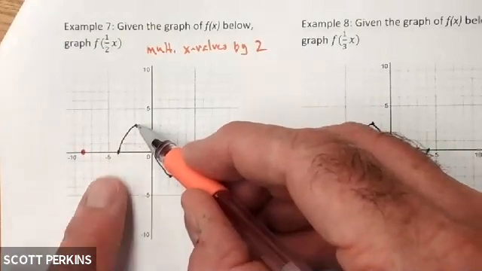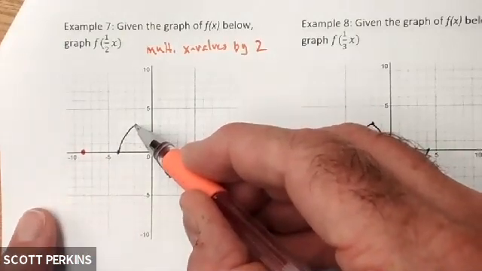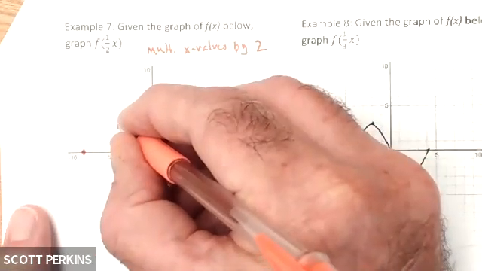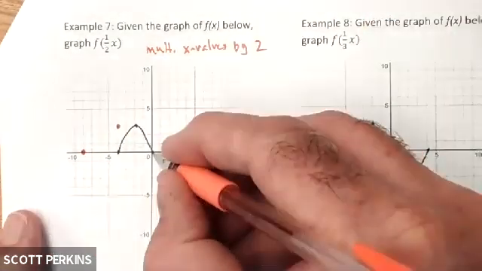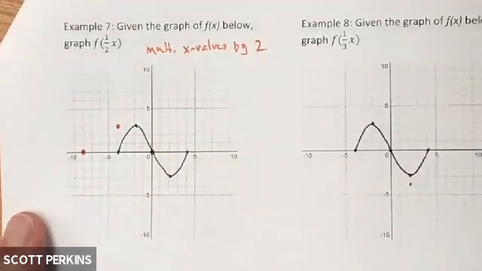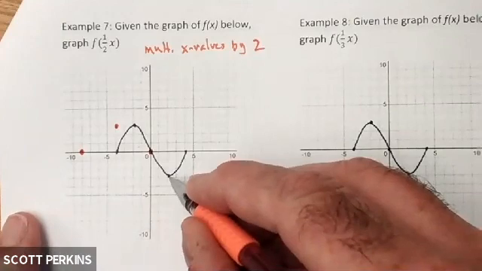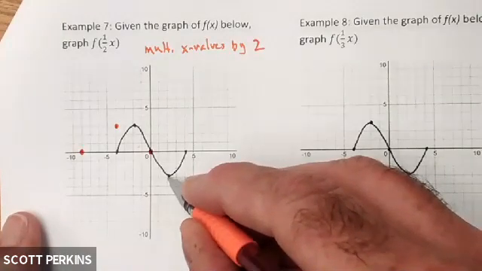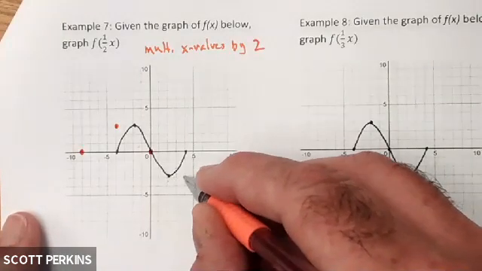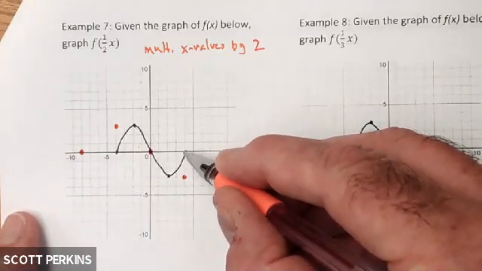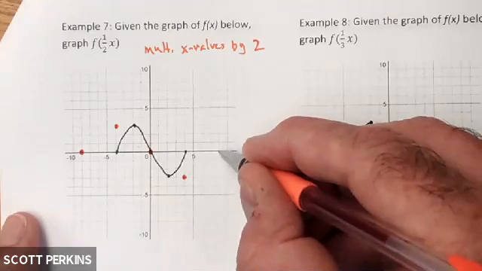This x value is -2. So when I multiply -2 by 2, that's -4. So I'll put a point at -4. The middle point, the x value is 0, so 0 stays 0. The next point, the x value is +2, so +2 times 2 is +4. And the last x value is 4. 4 times 2 is 8, so that is right here.